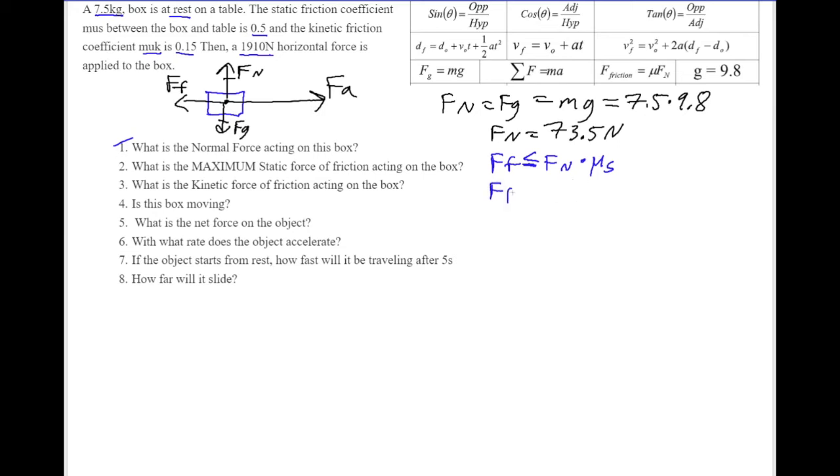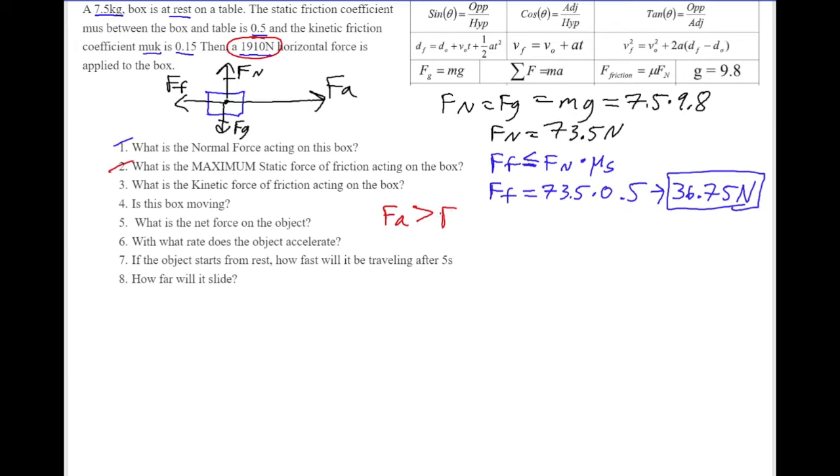So if we go ahead and solve here, we get force friction, in this case, is equal to 73.5 times 0.5. So I get a force static friction in this case of 36.75. And since it's a force, I'm going to say newtons. The important thing to note here is that this force of static friction is much smaller than this applied force, so therefore the box is going to start to move. So I'll go ahead and I'll write that because I think it's super important that the force applied is greater than the force of the static friction. And because it's bigger, it means that the box will move.